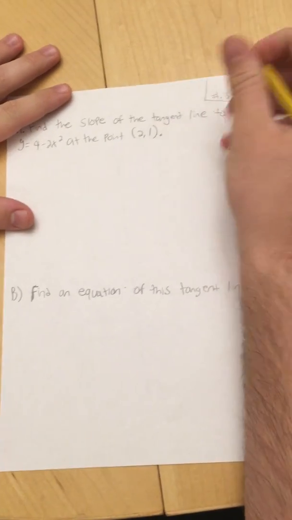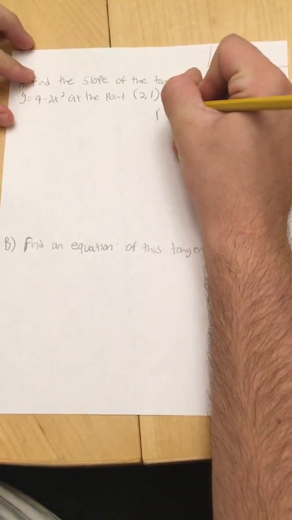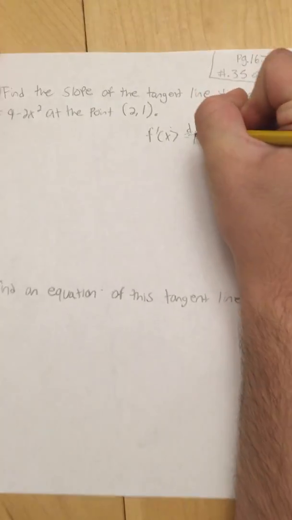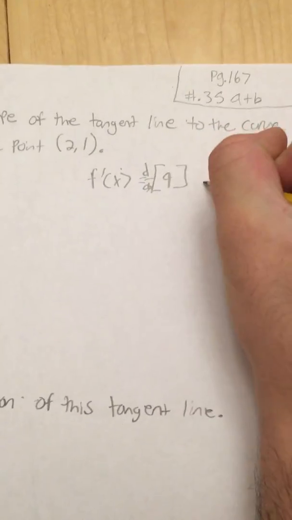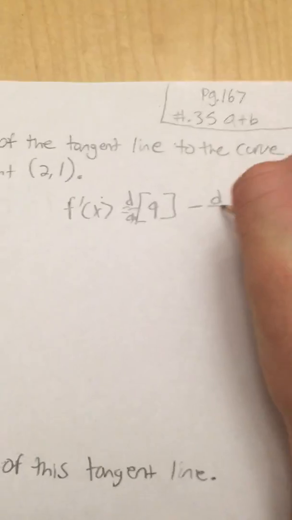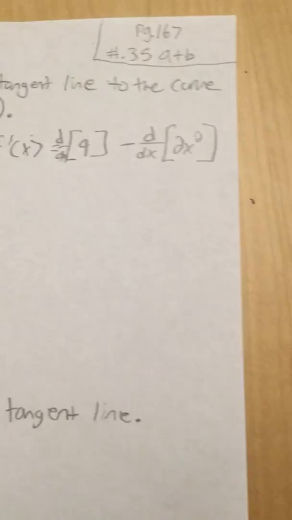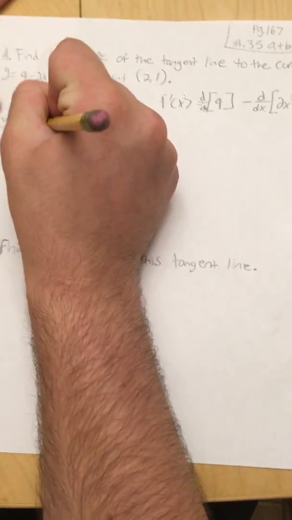So our formula with the derivatives of a number minus another number would be f prime of x equals the derivative of 9 minus the derivative of 2x squared. Okay, so now that we got our formula all set up, we want to go back to the original equation, y equals 9 minus 2x squared, and we want to plug it in, basically.